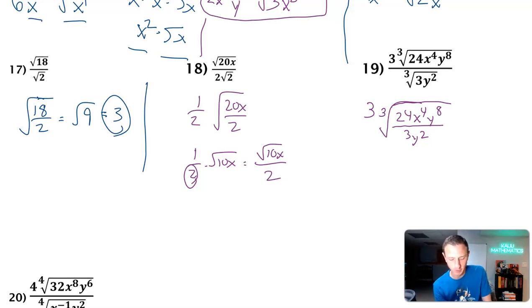Then 24 divided by 3 is 8, so I have 3 cube root of 8, x to the 4th, just leave as is, because I don't have an x to simplify that with. And then we have y to the 8th over y to the 2nd. 8 minus 2 is 6, so I'll get y to the 6th.